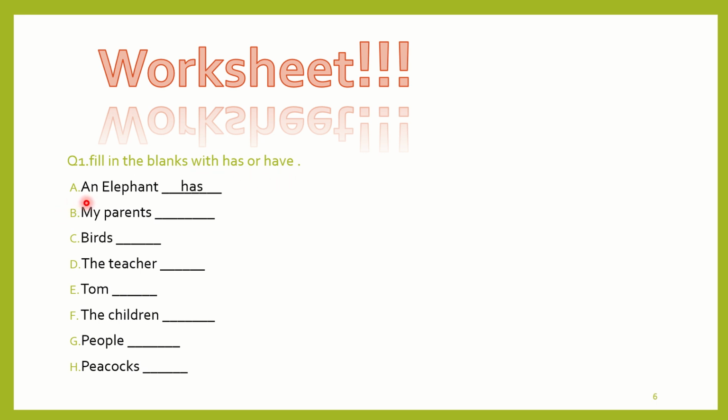Question 1. Fill in the blanks with has or have. A. An elephant has. B. My parents have. C. Birds have. D. The teacher has. E. Tom has. F. The children have. G. The people have. H. Peacocks have.